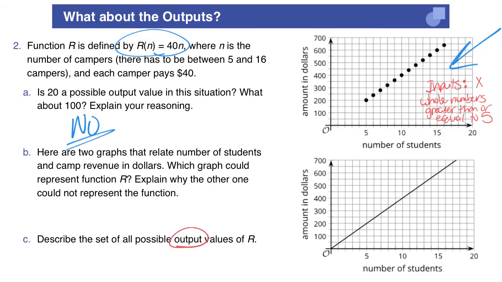C is asking about all the possible output values for r, so that's going to be all of the possible y values here. And as we notice, it's going to start at $200 and then it's going to be adding $40 on for each camper. So it's going to be multiples of 40 starting at 200. It's starting at 200 because we have to have at least 5 campers to begin with. And then from there we're adding on 40 each time.